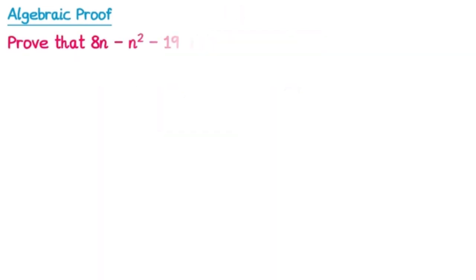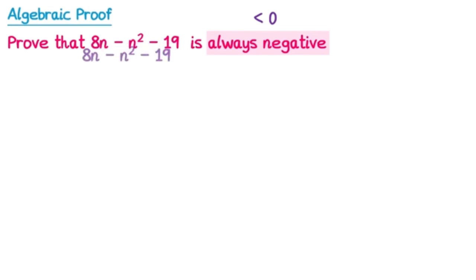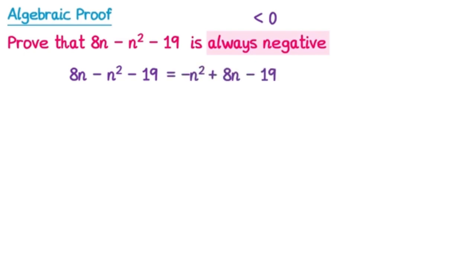So this time we're going to prove that this is always negative rather than positive. If something's negative, it must be less than 0. We will also complete the square to do this one. So if we take the expression, since this one has a negative n squared, I'm going to reorder the terms first. So we have -n squared plus 8n subtract 19. If you're completing the square but the n squared term is negative, it's easiest to factorize out -1 first.